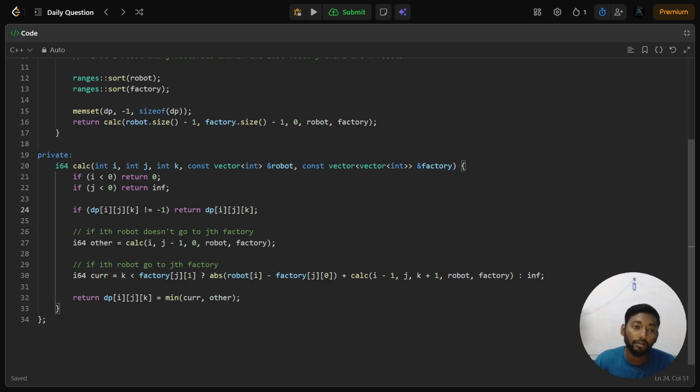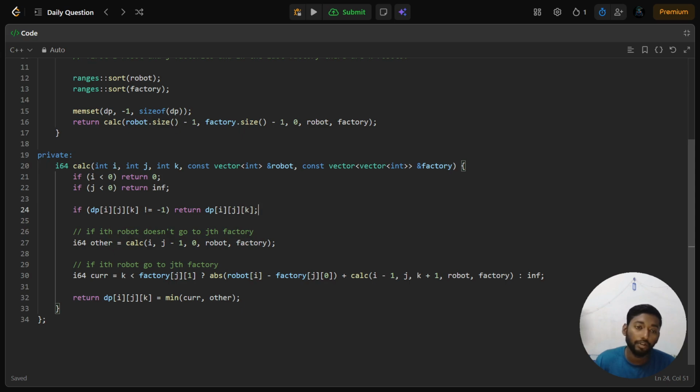And now the last robot has two choices: either it goes to the last factory or it goes to any of the previous ones. If it does not go to the jth factory, we will simply ignore the jth factory. We still have I robots, and we will consider up to j minus 1 factories, with 0 robots initially.